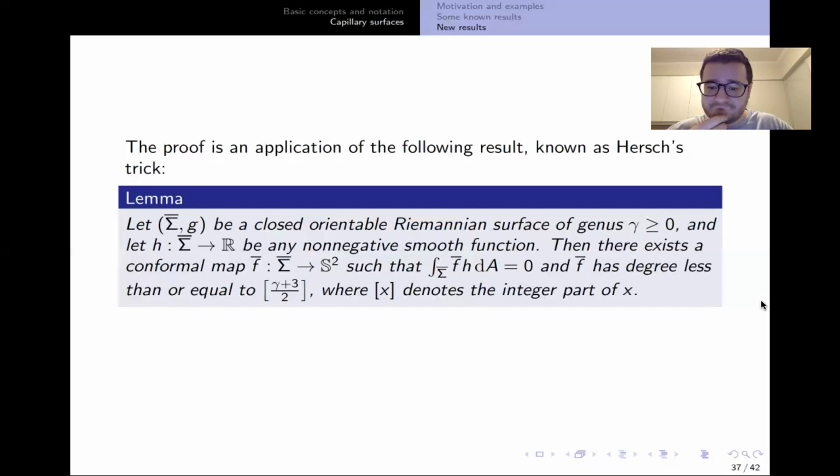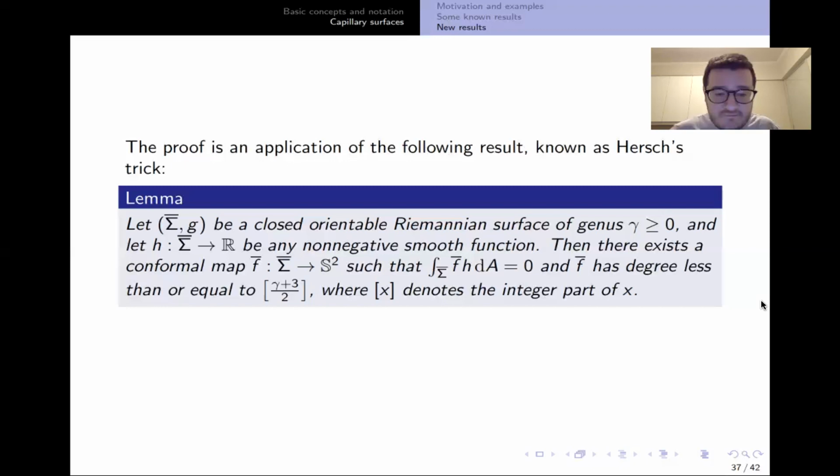The proof of this mainly uses that the conformal group of the sphere is large enough so that we can compose any map F with some conformal change of the sphere so that it is L2 orthogonal to the initial function H.